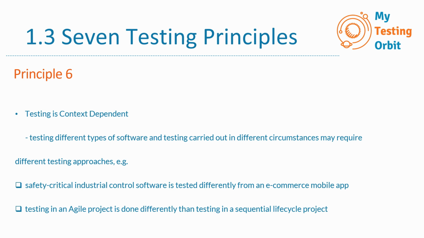So the approach you will take for testing these two different kinds of software applications will be totally different. And testing in an agile project is done differently than testing in a sequential life cycle project. So we take different approaches if we are testing a waterfall model or an agile project. So our testing approach would be different. This is why the testing which is done is context dependent. It depends on the context, like the circumstances, the situation, which is comprised of different factors for that project.